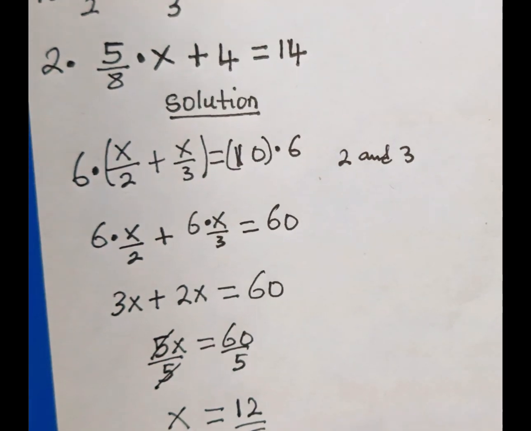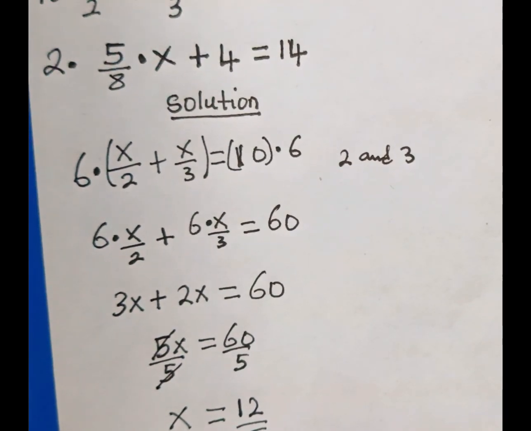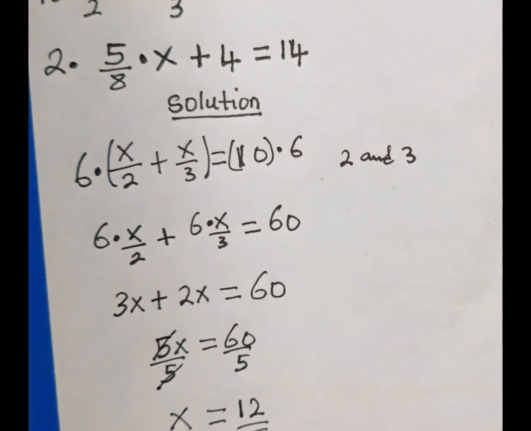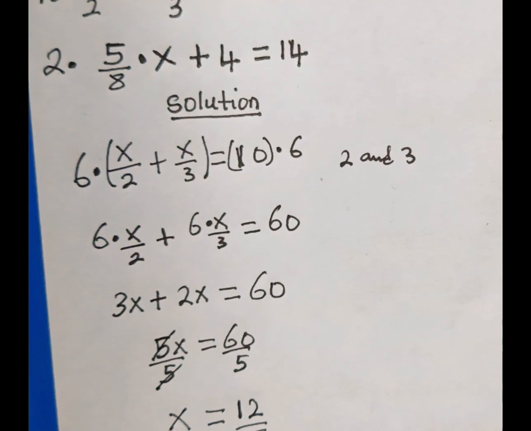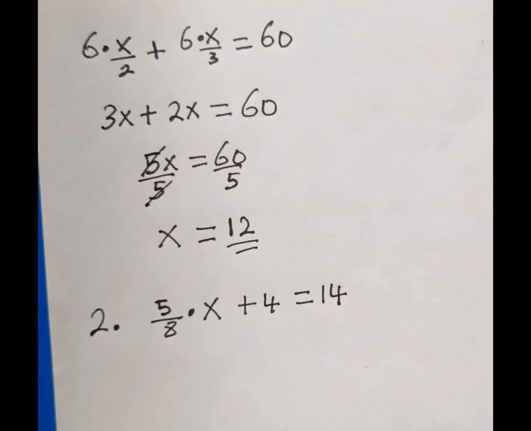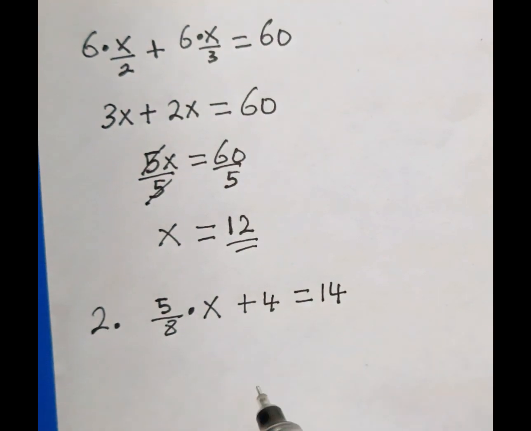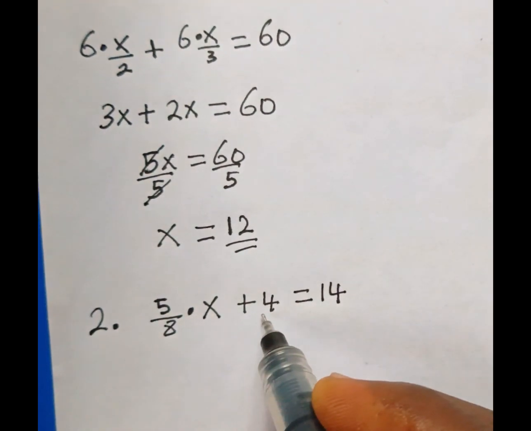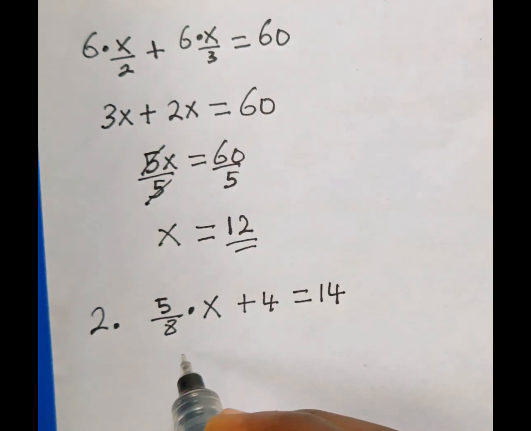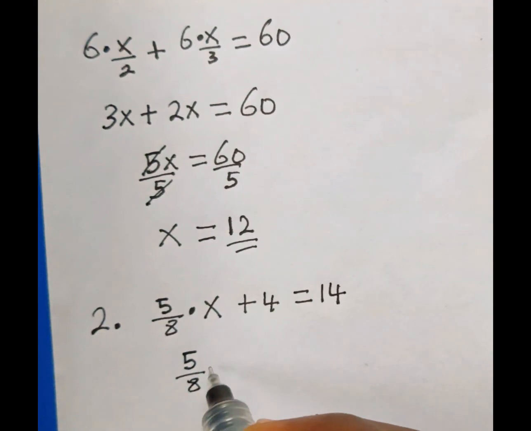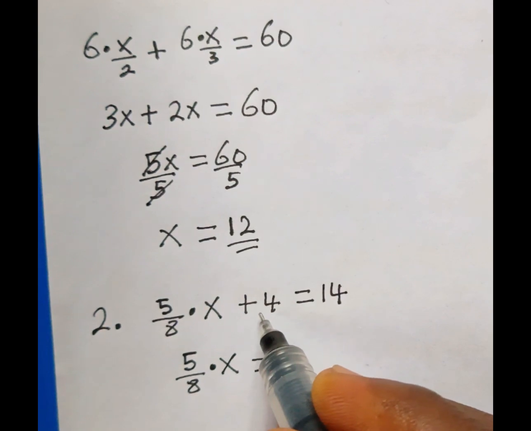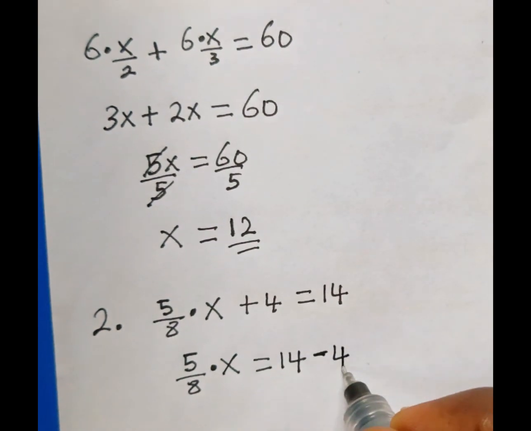Now, the second equation, which is number 2, we see that 5 over 8 multiplied by x plus 4 is equal to 14. Then we are looking for the value of x that will satisfy this equation. So this is the second equation. Now, to solve for the value of x from this equation, the first thing we are going to do is to take this constant in the middle term to the right hand side of this equation. So when we do that, we are going to have 5 over 8 multiplied by x, which is equal to 14. Then when we take this positive 4 to the right hand side, it becomes negative 4.